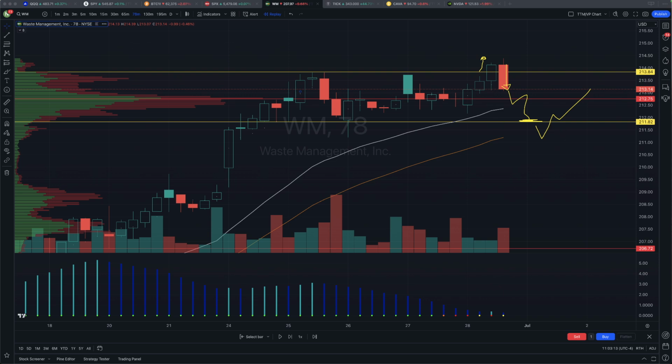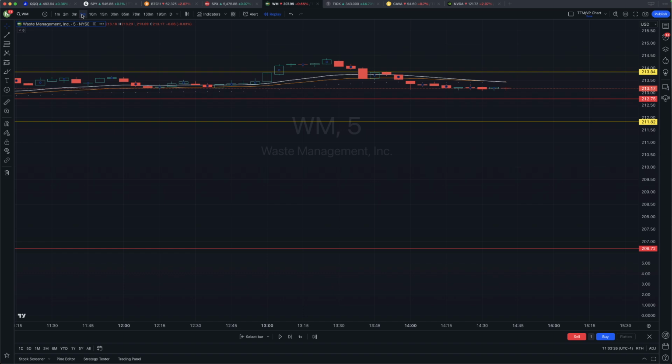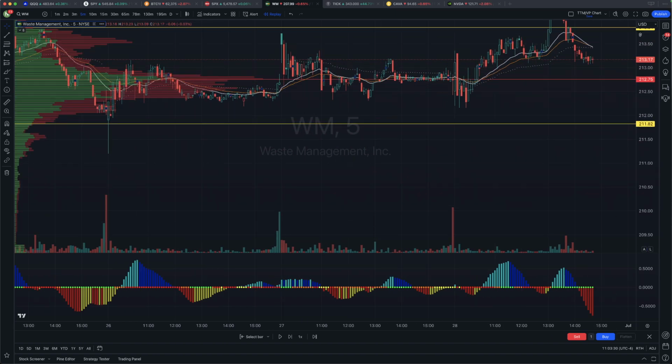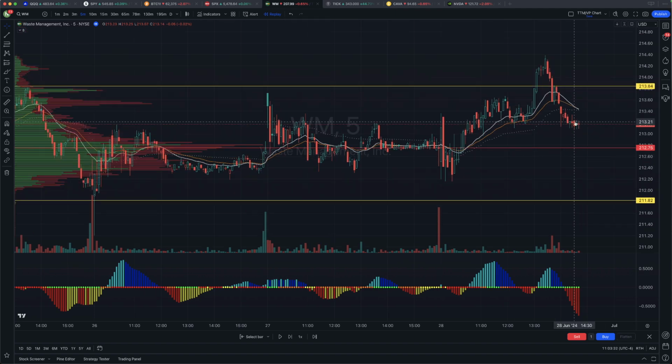It did more than that. It popped up, rejected, and then rolled right over. But what you want to see, if you want this thing to continue to go, is what I was just talking about. Now keep in mind, this is back to yesterday. What you want to see is this break up like that, and then a retest of this area, the breakout area, and then another move back that way.